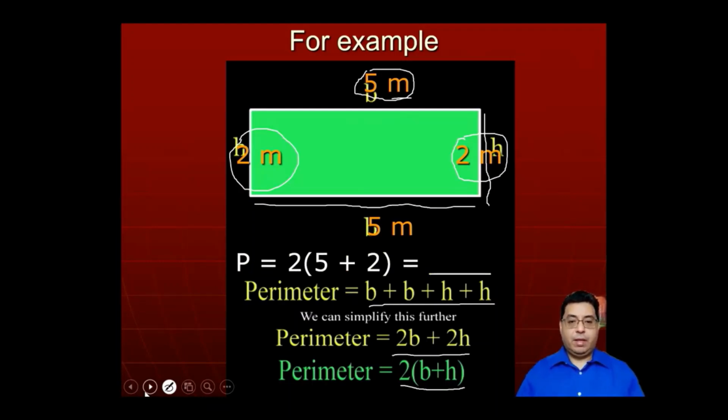Okay, so for this particular problem, for the perimeter, you're going to have 2 times 5 plus 2. You can just follow this most basic formula, which is 2 times 5 plus 2, which you know 5 plus 2 is 7, times 2, which is going to give you 14. Let's go ahead and take a look at another example now.